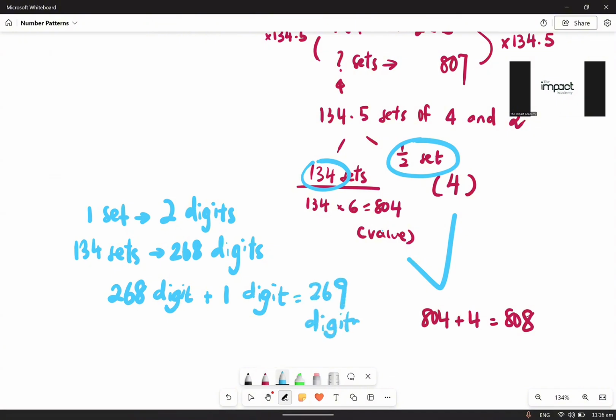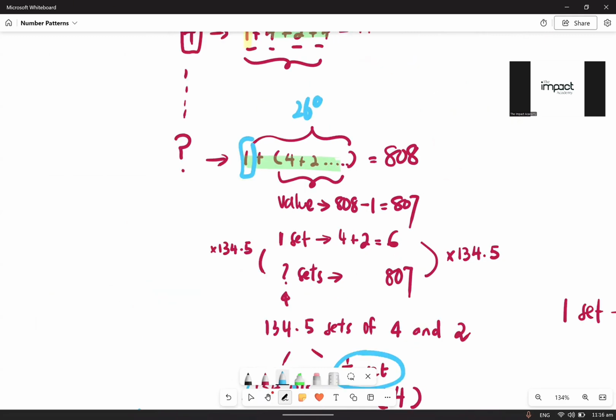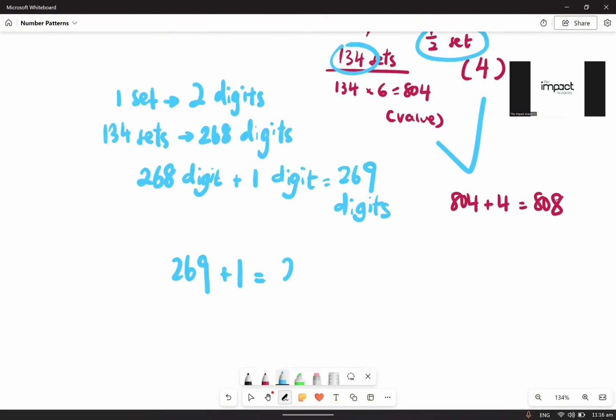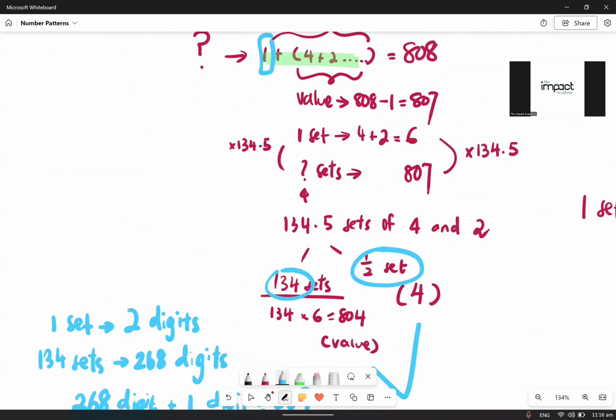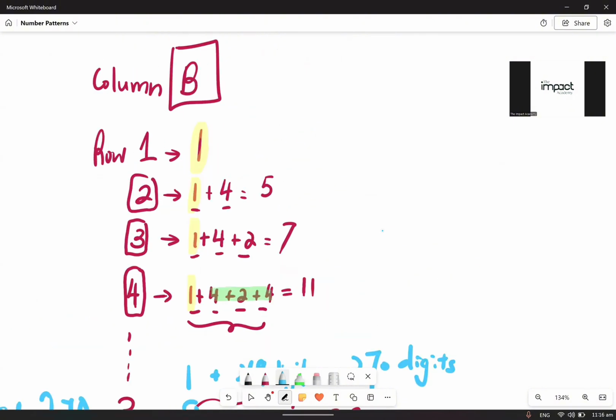Now, we are not done here because you have to remember to add in the first one. So the 269 digits basically exists here. The first one is basically one more, so 269 plus 1, therefore your answer has to be 270 digits, which also means that this pattern number has to be row 270. All right, row 270. So I'm very convinced that this 808 has to exist in column B.